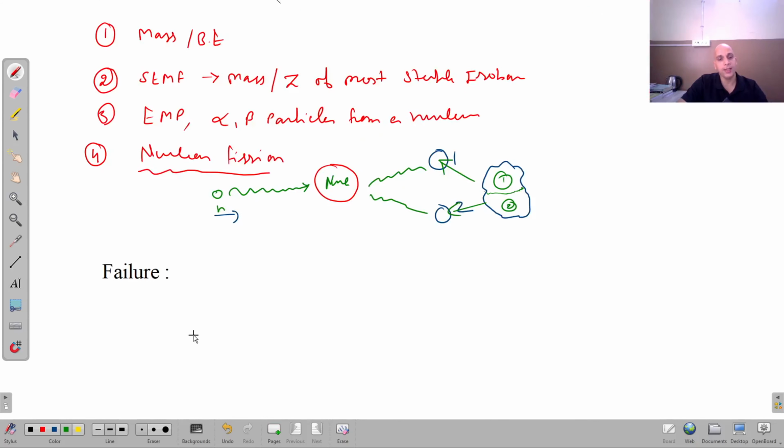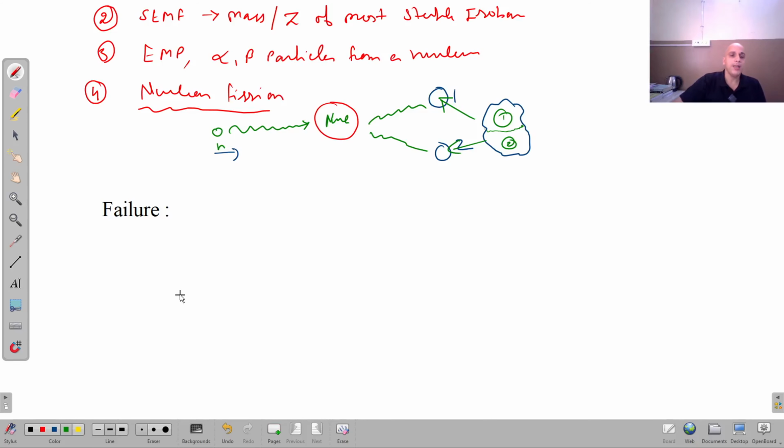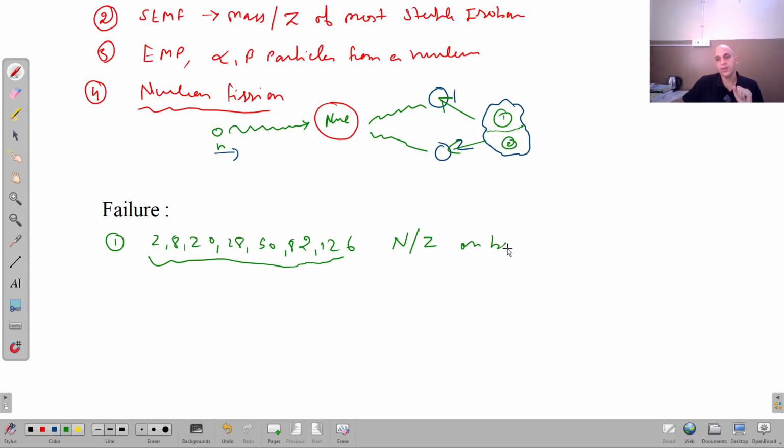If I talk about the failures, then one important failure of this model is that it does not explain why the nuclei that have either the number of protons, number of neutrons, or both equal to 2, 8, 20, 28, 50, 82 or 126, that is, if any nuclei have either Z or N or both equal to any of these numbers, then those nuclei have extra stability, meaning they are extremely stable as compared to the nuclei in their neighborhood.